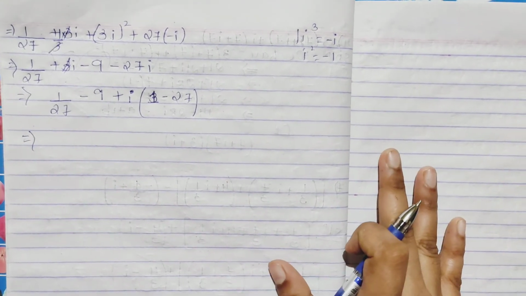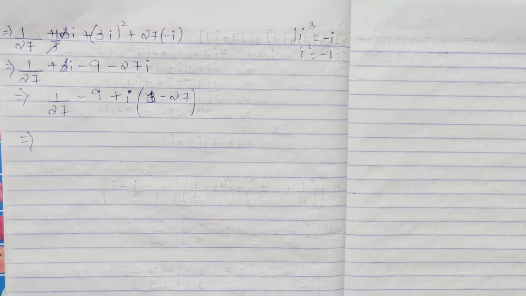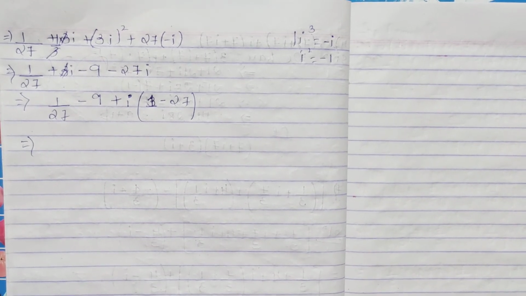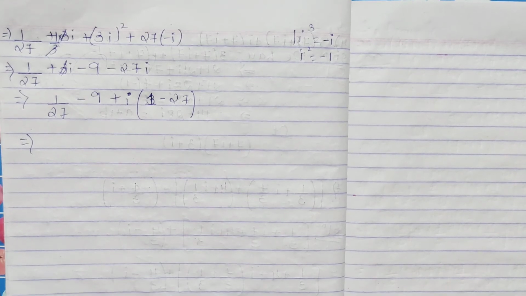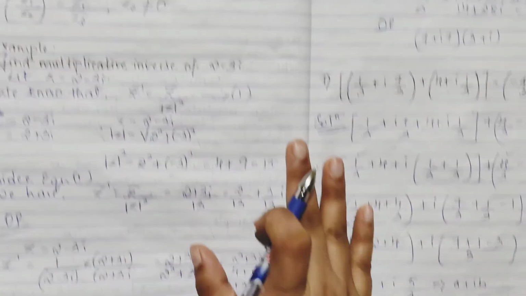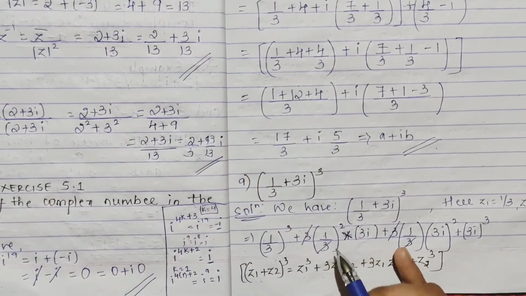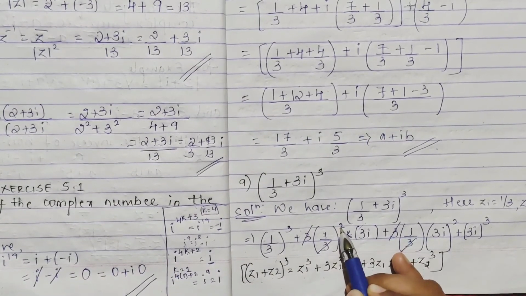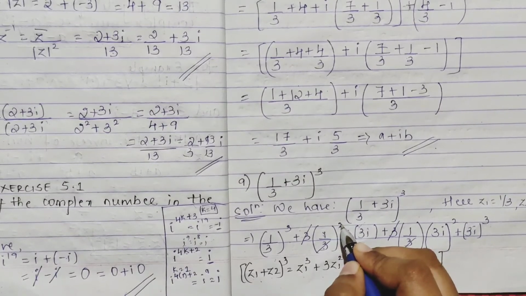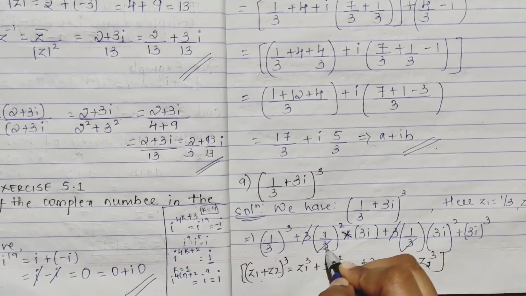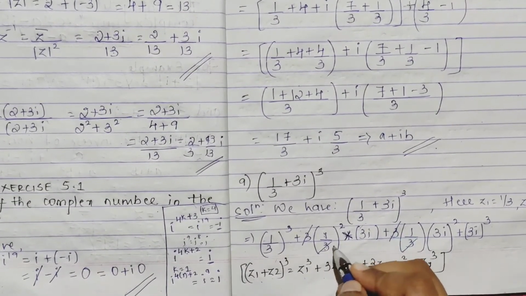See students, here one mistake happened. What is the mistake? Even you can make such a mistake in a hurry. See, here we didn't recognize, it is 1 by 3 whole square. Okay, 1 by 3 whole square. So it is for 1 square and 3 square, right? So you get 1 by 9, right? 3 square is 9.